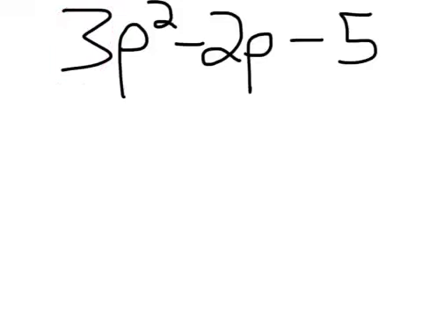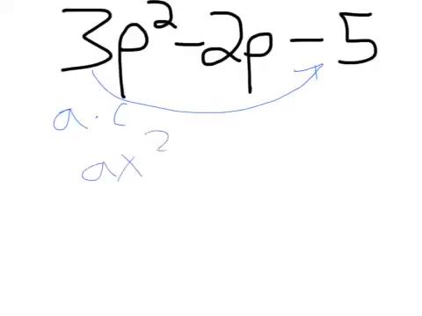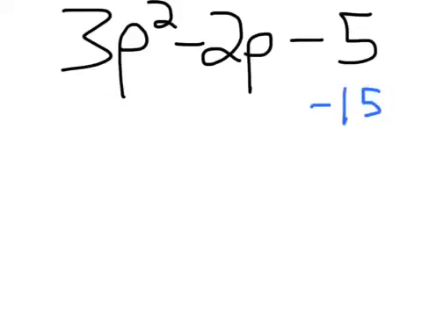So the way this longer method works is we first multiply a times our c term, because remember we're dealing with ax squared plus bx plus c. Okay, so we multiply those guys, we got negative 15. Now your goal is to think of two numbers that multiply to be negative 15 and add up to be that middle term still, that negative 2.